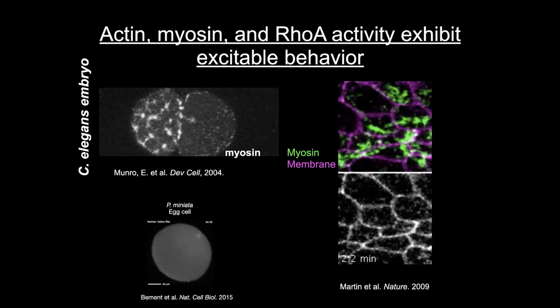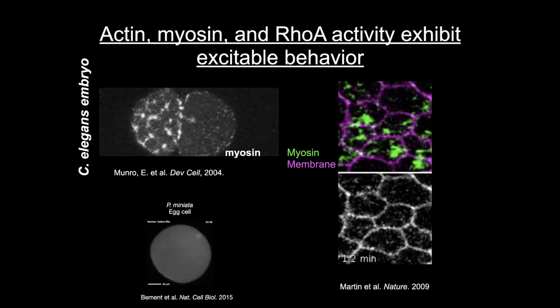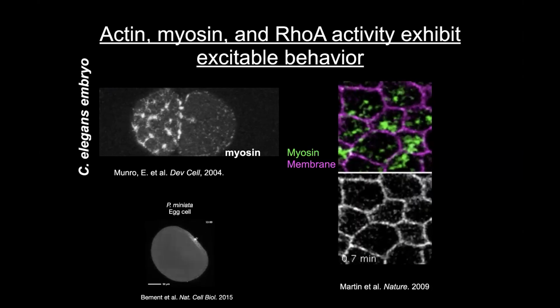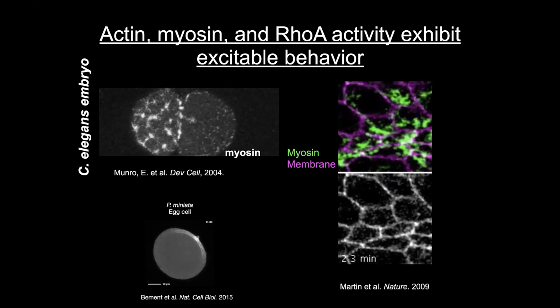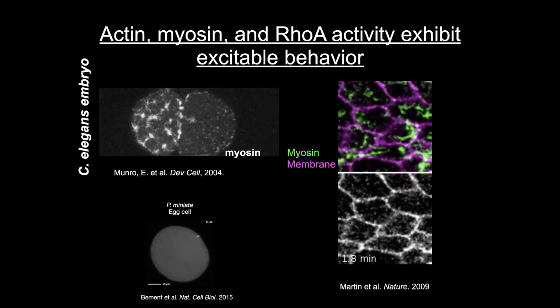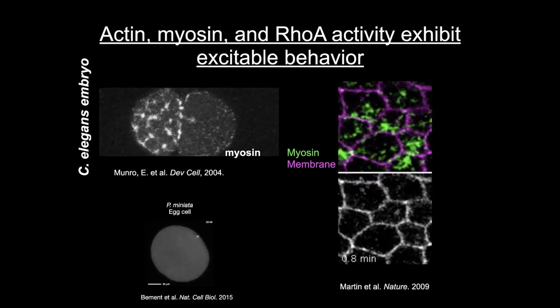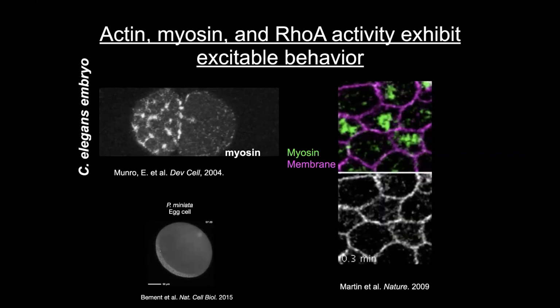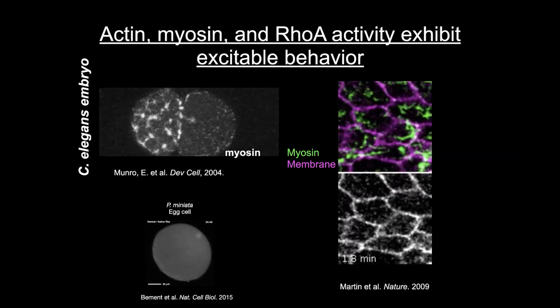But also here in the starfish, these Rho waves have been characterized. This is a movie from Bill Bement's lab, but also in the lab of Nikta Fakhri. So you get these really striking pulses and waves of actomyosin. And this is because RhoA activity appears to exhibit this excitable behavior, which I'll touch on in a bit.